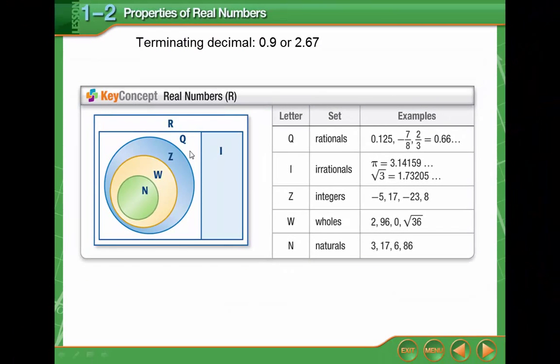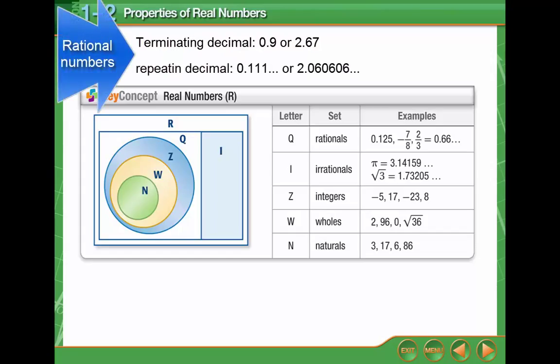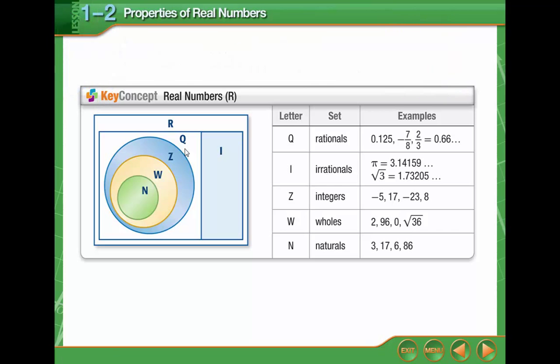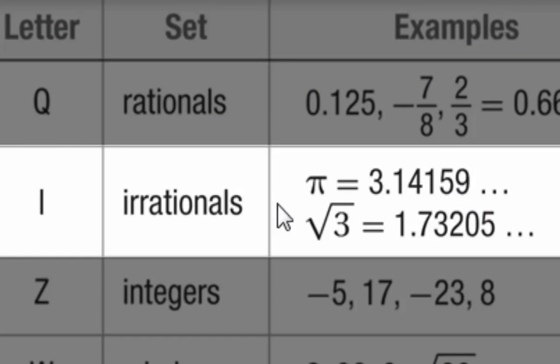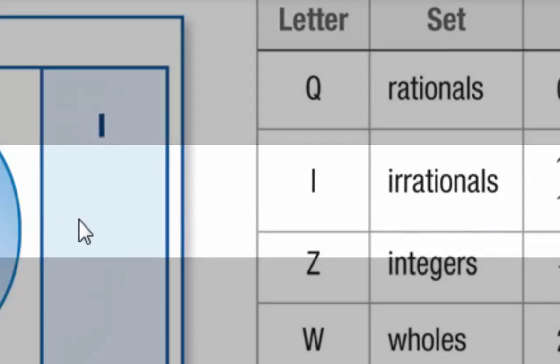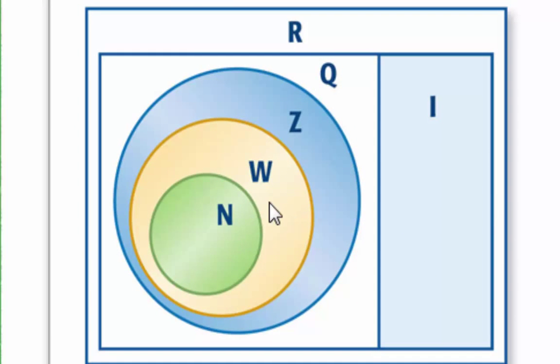Now, important note, any terminating decimal like 0.9 or 2.67 is a rational number. Even the repeating decimals like 0.1 bar, 2.06 repeated, and other examples, those are rational because you can write them in a specific way as a over b. Now, if the decimal never ends or never repeats, as in pi, as we said, then it's considered an irrational number. Now, important note, if you find the number in one of these sets, it means it includes the upper sets and not the smaller sets.